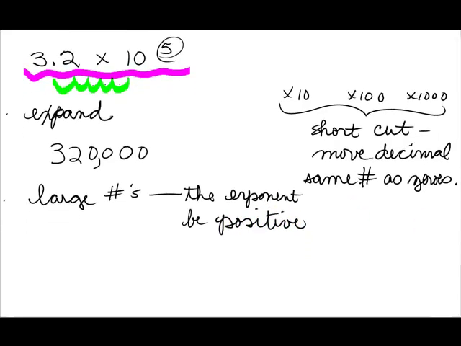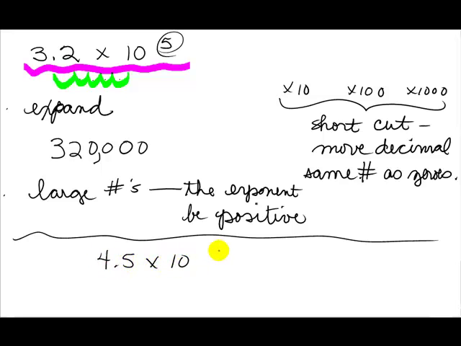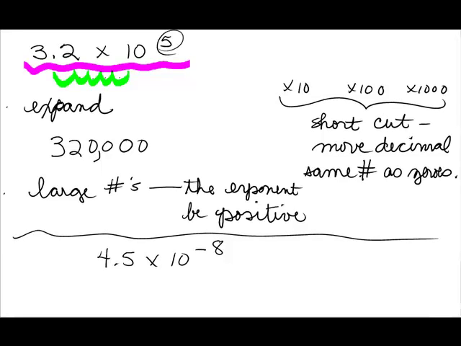In science, we need a way to represent very small numbers, and so again we could have 4.5 times 10 to the negative 8. So this is scientific notation also. We've got that one and only one digit in front of the decimal, times with the x, 10, a power of 10 to the negative 8.